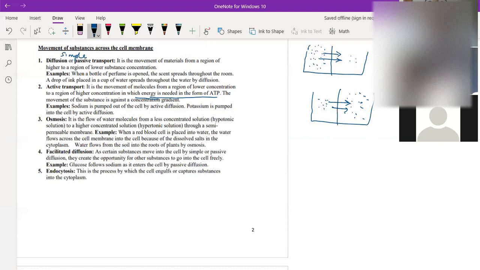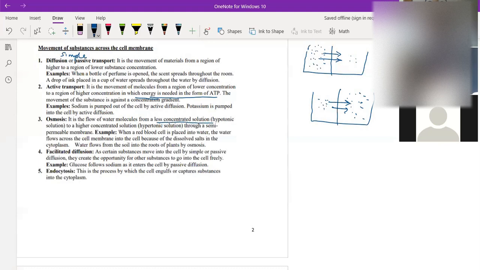Okay. And then number three, osmosis. You have to know what osmosis is. Osmosis is a flow of water molecules from a less concentrated solution. So you have a less concentrated solution. That's a key word here.